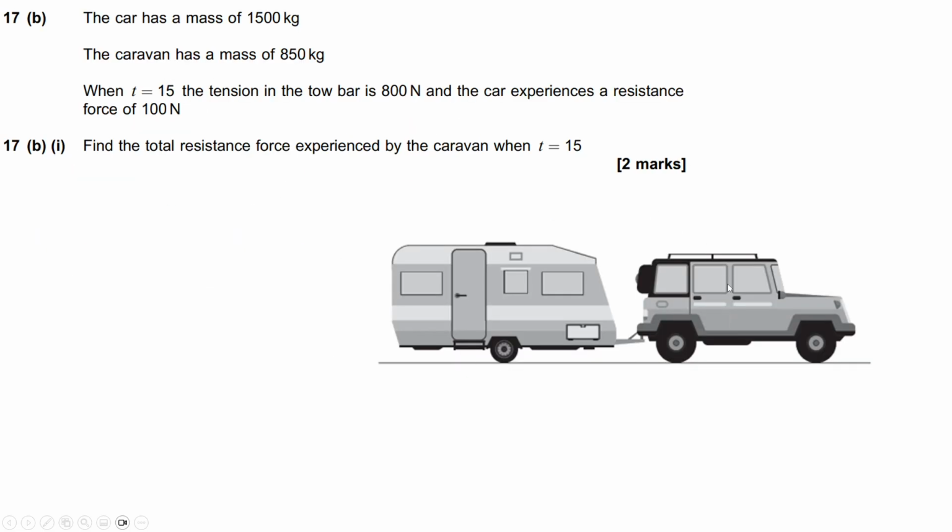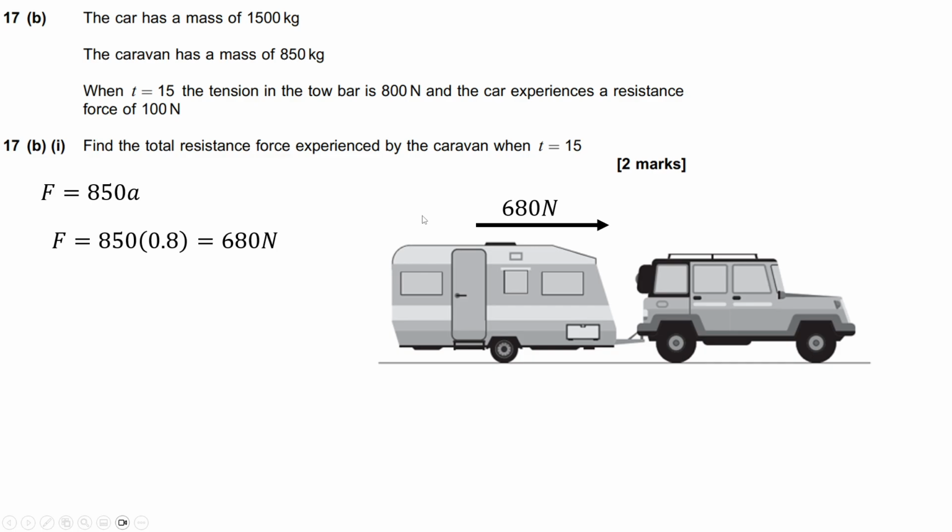The car has a mass of 1500 kilograms, the caravan has a mass of 850. Show that when t equals 15, the tension in the tow bar is 800 newtons, and the car experiences a resistance force of 100 newtons. Find the total resistance force experienced by the caravan when t equals 15. If we use F equals ma on the caravan, where m is 850, and the acceleration is 0.8 that we calculated in the last part, you'll get 680 newtons.